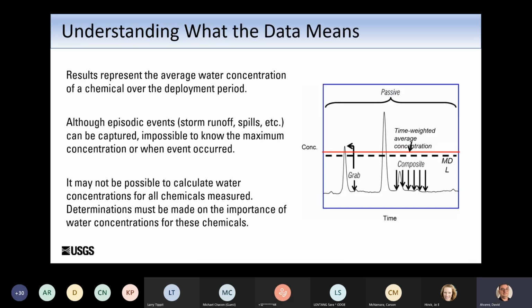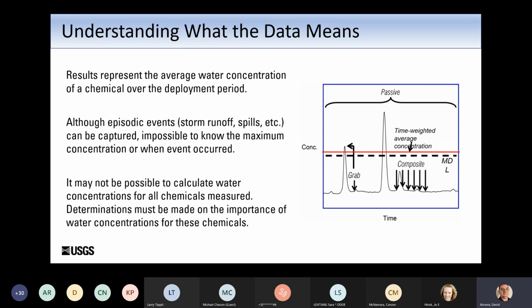But now you have data. So what does it mean? Results from passive samplers represent the time-weighted average concentration of chemical over that deployment period. Because the data is a time-weighted average, it's impossible to know the maximum concentration of events or when they happened in the deployment period, as we talked about earlier.